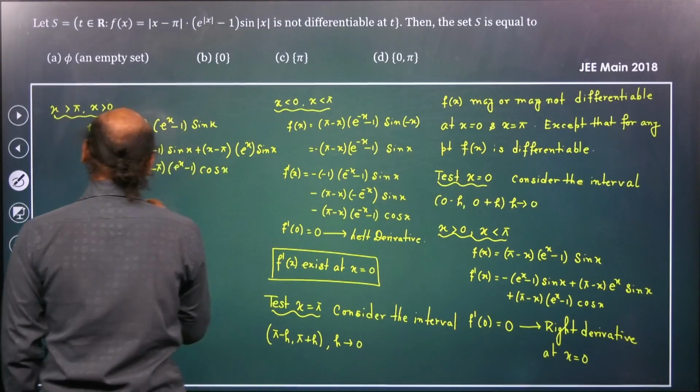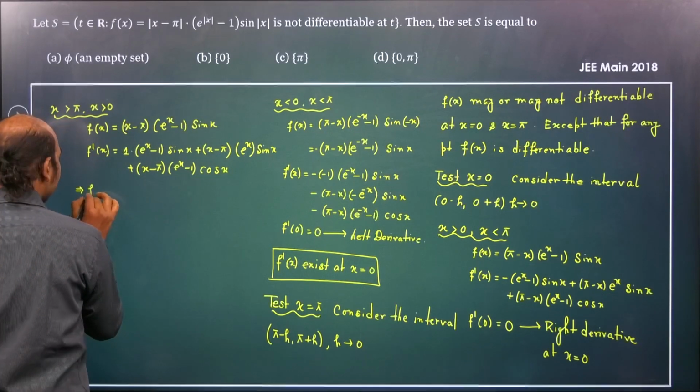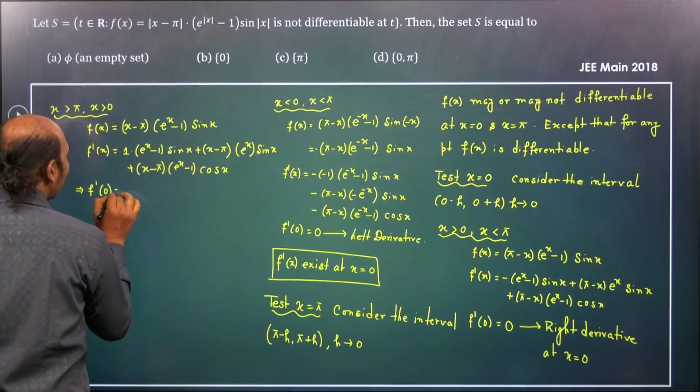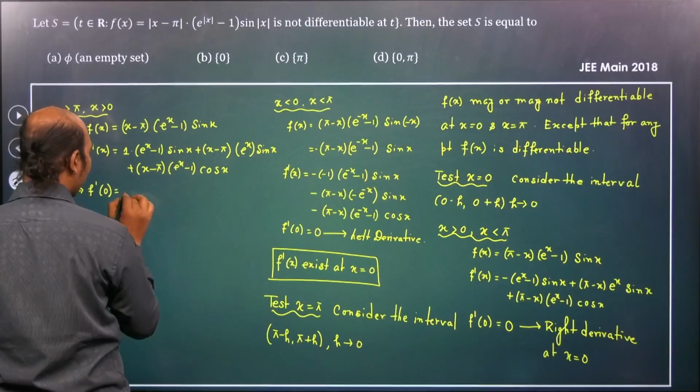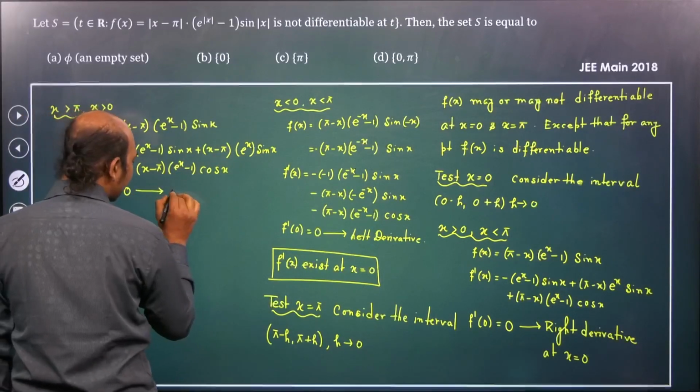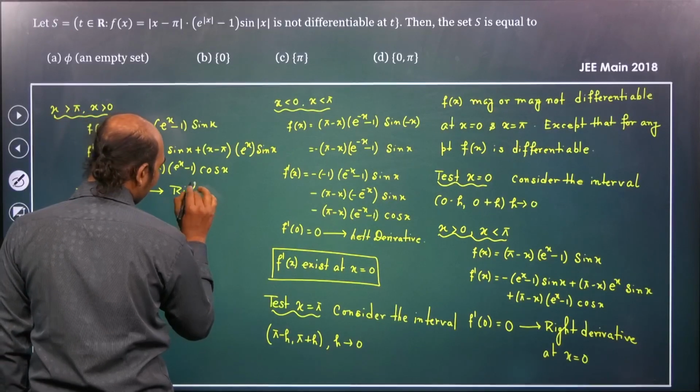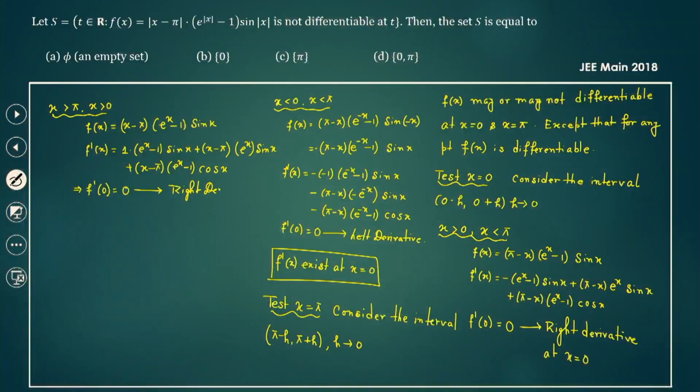Now if I substitute x equal to pi, we get sine pi, which is 0, and e to the power 0 minus 1 again 0. So this gives me the right derivative at x equal to pi. Let's go ahead and test it for x less than pi, where we have x greater than 0 as well.